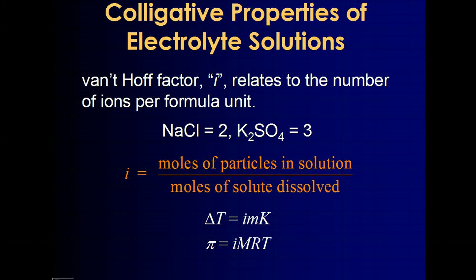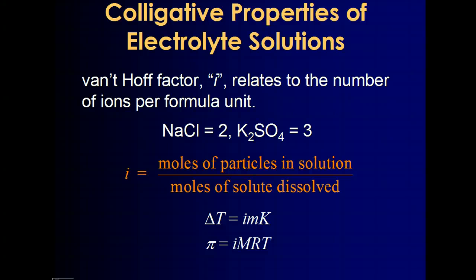So the van't Hoff factor is dealing with that number of particles that we talked about before: it doesn't matter what the substance is, it matters how many particles it's able to provide. And so salt, because 1 unit of salt would break into 2 separate ions, would provide 2 particles. Potassium sulfate would break into 3 particles, 2 potassiums and 1 sulfate ion.